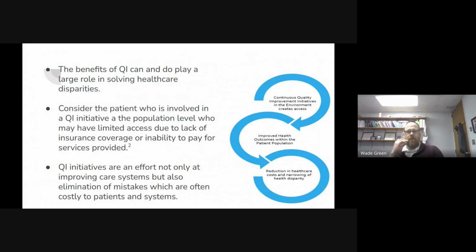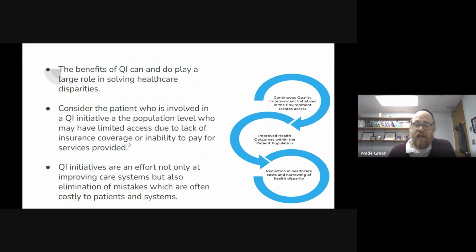Okay, so here's the other thing. The benefits of quality improvement also play a role in solving healthcare disparities. So, an example of this: imagine that you are doing a QI project in the setting of maybe a larger population, and that population is maybe a lower socioeconomic status population. But by doing your QI project, anyone who is identified with a certain injury or condition will receive care regardless of insurance coverage, regardless of their ability to pay for it, right?